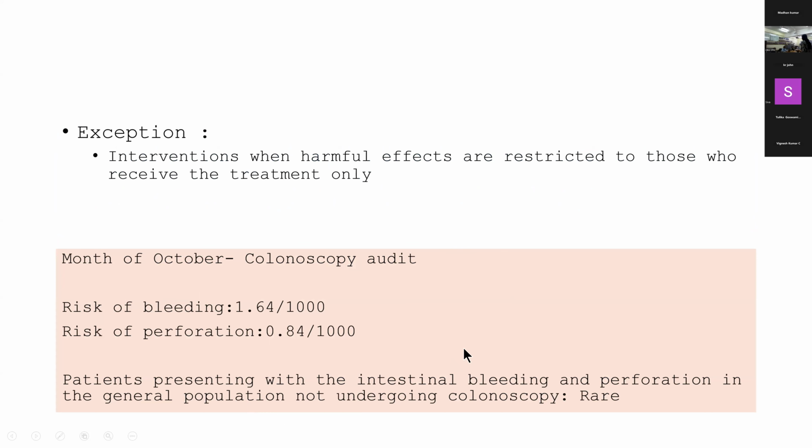The only exception is when you're looking for harms. Sometimes when you do a particular intervention, the adverse effects are specific to the intervention that you use. For example, you undergo surgery. Suppose I did a cholecystectomy, all my post-op complications occur only if I had undergone cholecystectomy. It doesn't happen in the general population. So for example, you're doing a colonoscopy audit for the month of October, and you find the risk of bleeding is 1.64 per 1,000 patients, and the risk of perforation is 0.84 per 1,000 patients. But in a casualty, how many patients do you think actually come with intestinal perforation? The incidence will be very low. So in that case, you can actually say that this evidence is good quality.